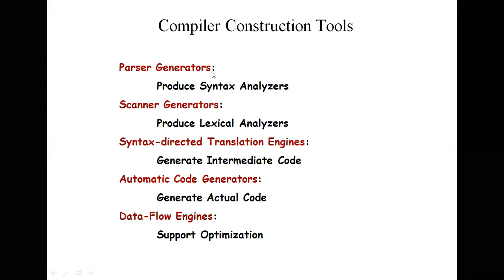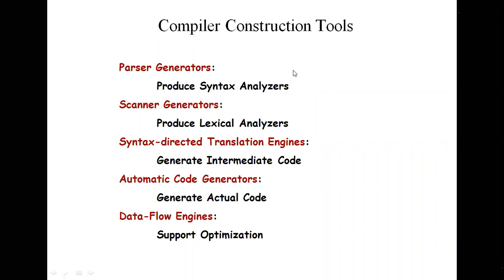The first tool is the parser generator, the second tool is a scanner generator, the third is a syntax directed translation engine, the fourth is an automatic code generator, and the fifth is a data flow engine. How many phases do we have in the process of compilation? Six phases. For each and every phase, we are using a tool from these construction tools.